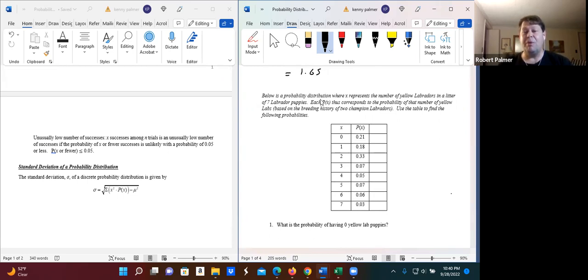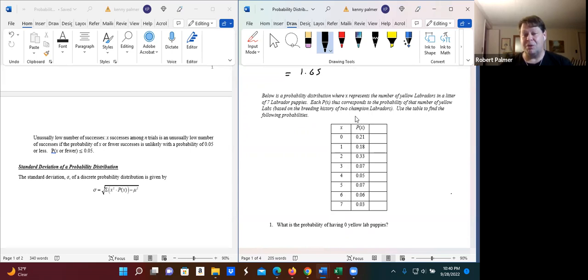Below is a probability distribution where X represents the number of yellow Labradors in a litter of 7 Labrador puppies. Be familiar with labs: they can be black, yellow, or chocolate colored. Out of 7 Labrador puppies, how many are going to be yellow? It's possible 0, none could be yellow, 1 could be yellow, all the way up to all 7 could be yellow.